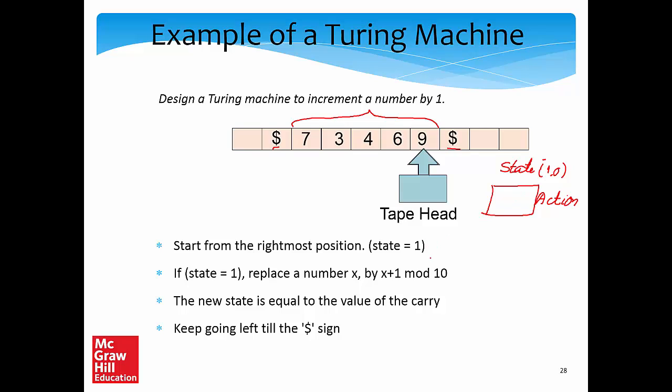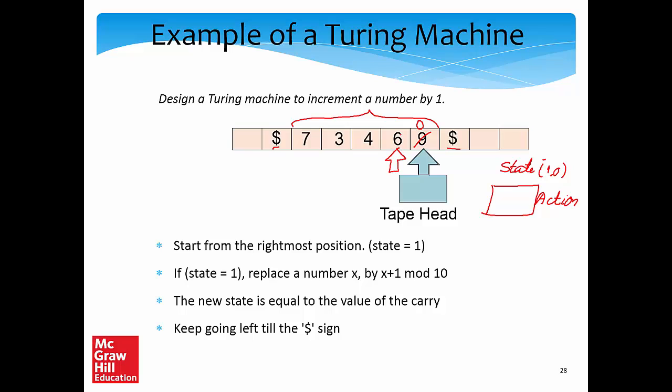So here is how we would start out to construct the action table. We'll start from the rightmost position with a state equal to 1, which means that 1 needs to be added. If the state is equal to 1, we replace whatever number x is there with (x plus 1) mod 10, which means that we replace 9 with 0 in the first round. The new state will be equal to the value of the carry. Since I added 1 to 9, we still have a carry of 1. So the next state will be 1, and the tape head will now move over here.